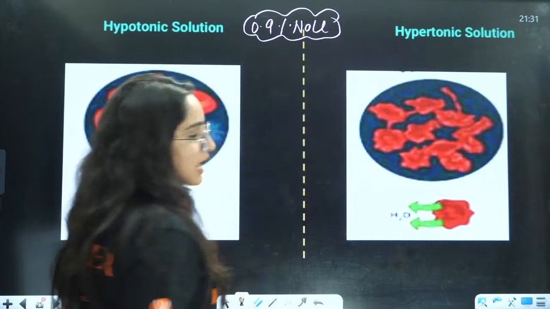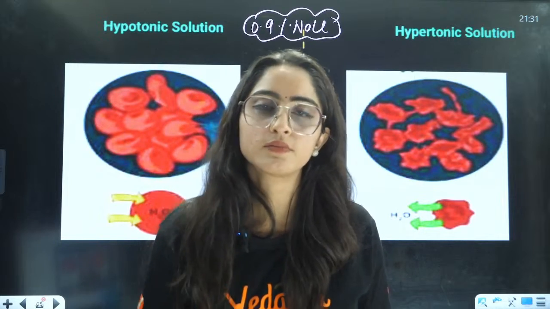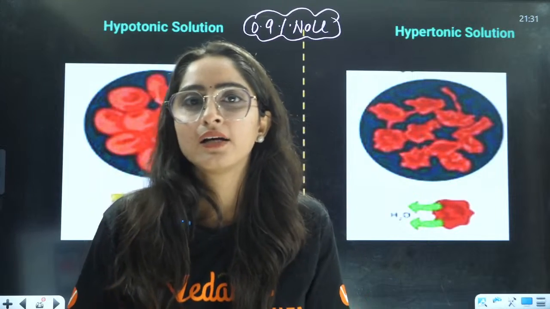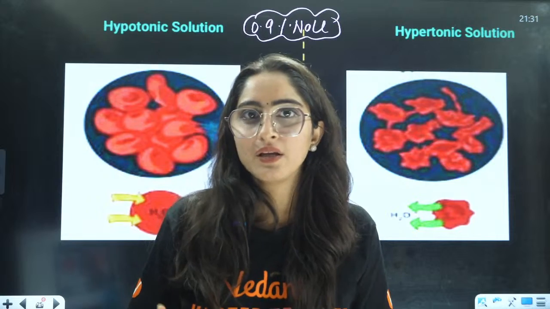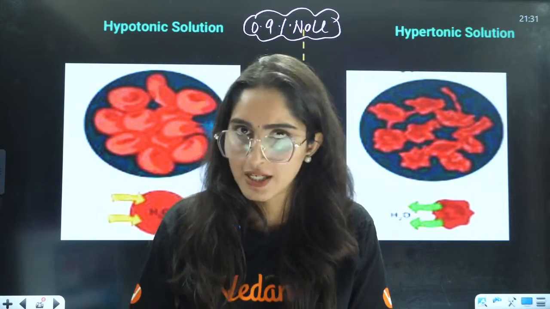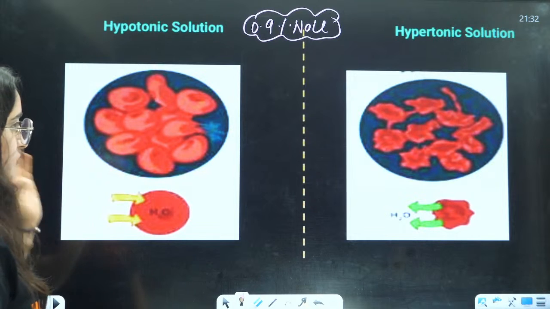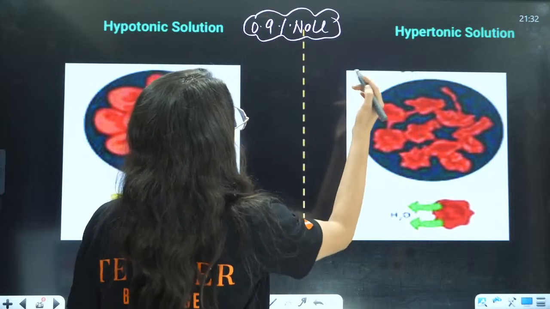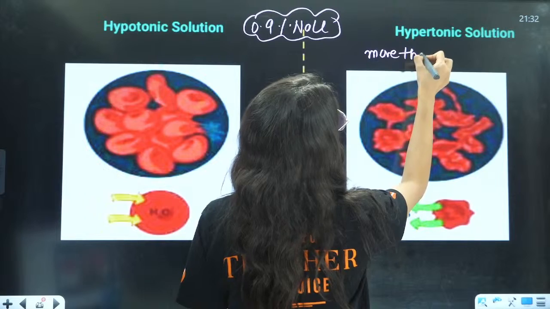The injections that we should use should have 0.9% NaCl solution. Now if it is more or less than that, then dangerous things can happen. So what can happen if it is more? What can happen if it is less? For example, I am saying hypertonic solution. In hypertonic, I am saying it is more than 0.9%.